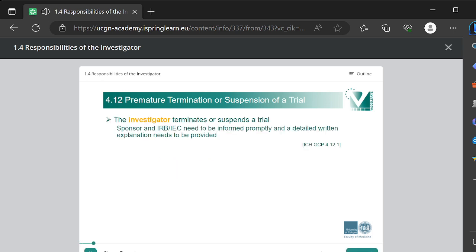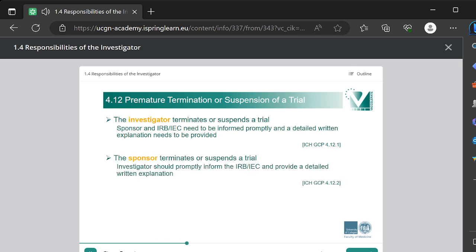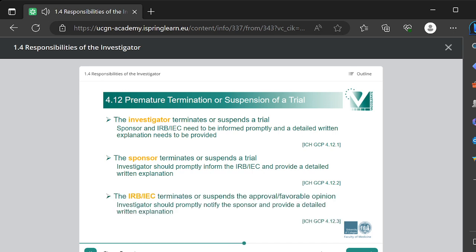The decision to terminate a trial can be made by the investigator. In this case, the sponsor and ethics committee need to be informed. It can also be made by the sponsor. Then the investigator needs to promptly inform the ethics committee. Or it can be done directly by the ethics committee. In this case, again, the investigator is in the focus and needs to inform the sponsor about the decision of the ethics committee. Of note, sponsor or investigator responsibilities can be delegated by mutual agreement.